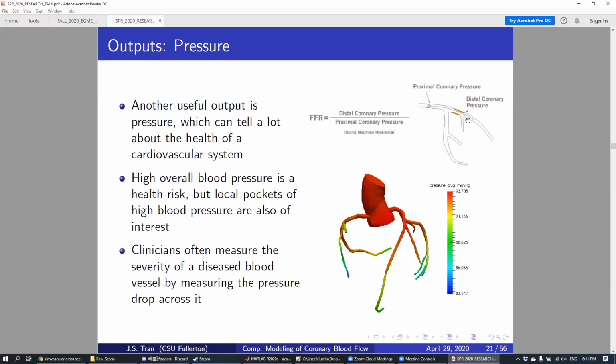And so that tells the doctors that they might need to perform surgery or some kind of intervention to alleviate that disease. Okay. The nice thing about simulations is that you can actually compute that pressure drop without having to stick a wire into someone, right?